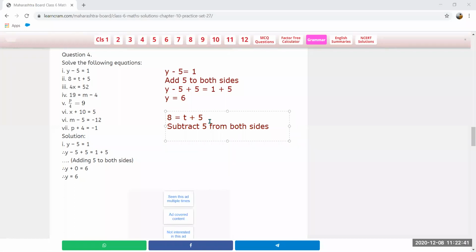Now what would be our equation? This 8 will remain as it is. As we said, subtract 5 from both sides, so 8 minus 5 is equal to t plus 5 would remain as it is, and here the 5 would get subtracted. Now what would be the next step? 8 minus 5 is what? 3 is equal to t, because this plus 5 and minus 5 would get cancelled. So the value of t is 3. So t is equal to 3.